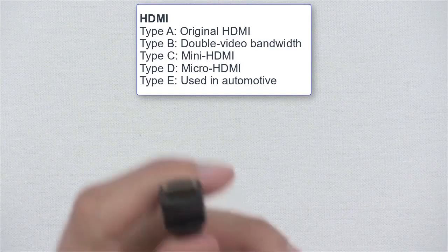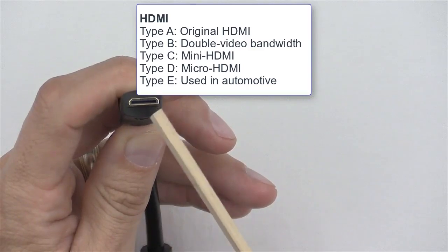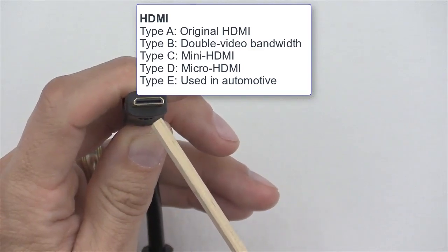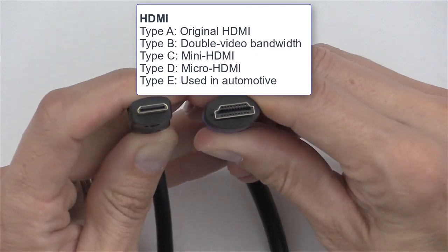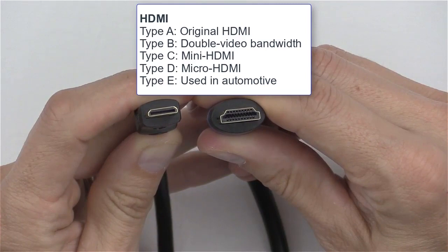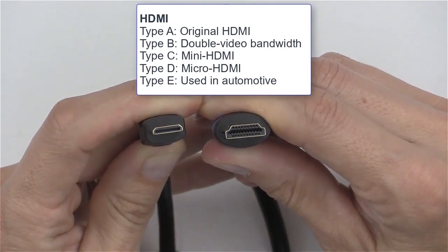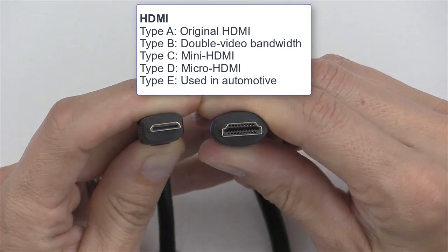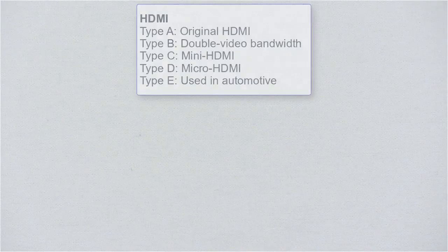Then you have Type C HDMI, which is mini. That's a mini connector, a little bit smaller if we compare that there to a Type A. Type D is micro HDMI, it's even smaller. And there's also Type E for the automotive industry.